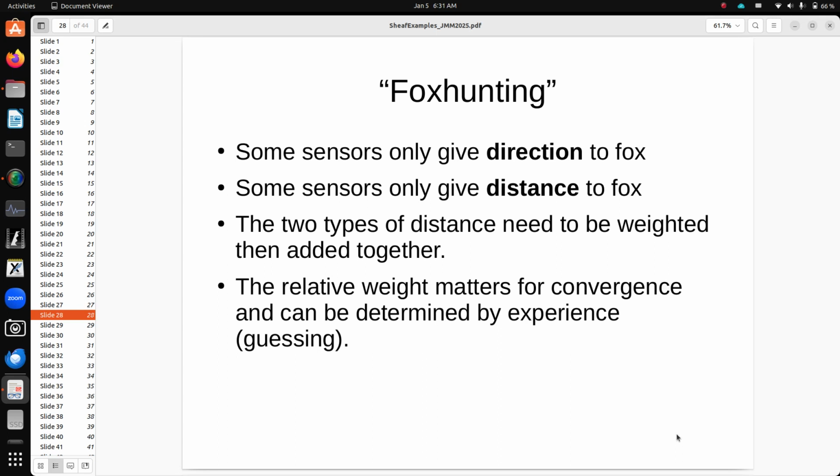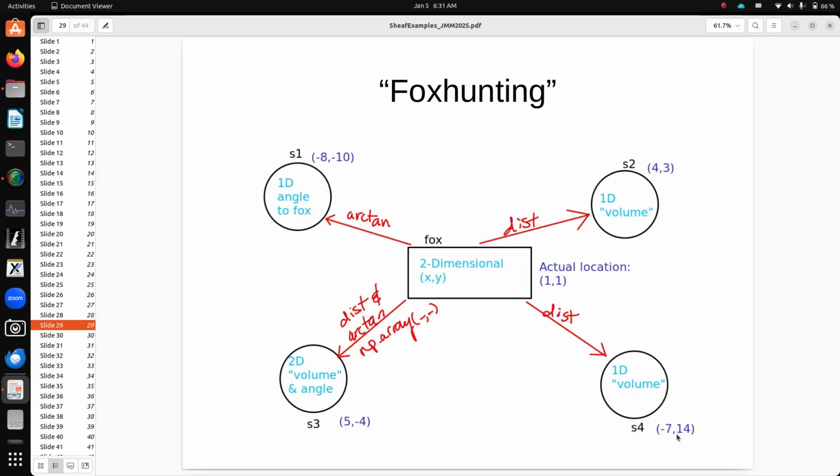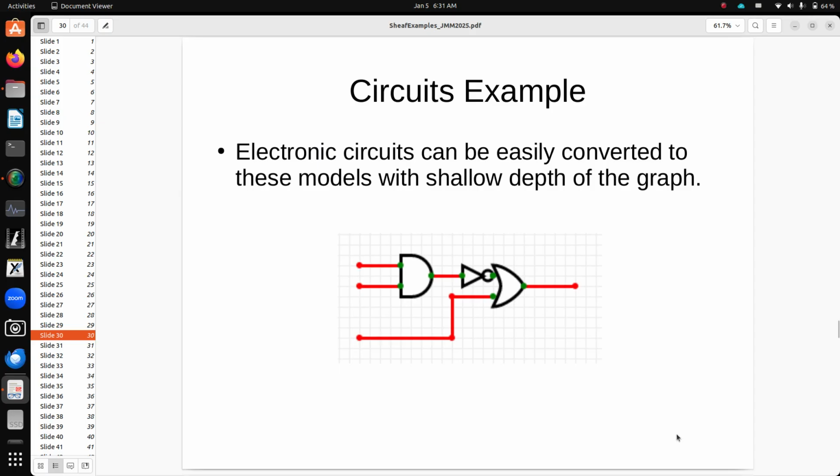So that's just a matter of experience, what that multiplier is, but you have to explore it for your own exercise. Okay, but basically everything's being optimized simultaneously. All right. A circuits example.